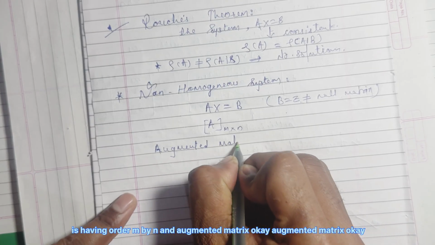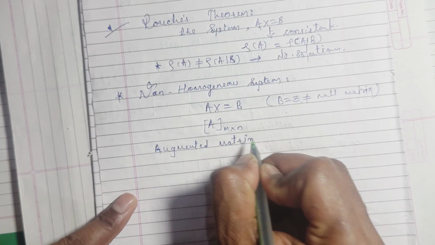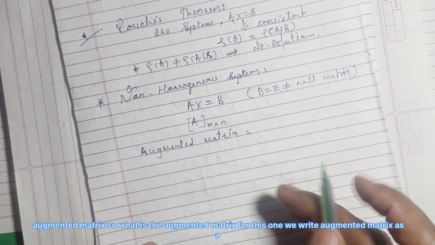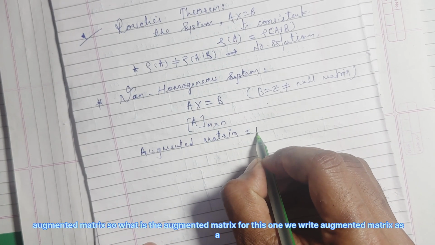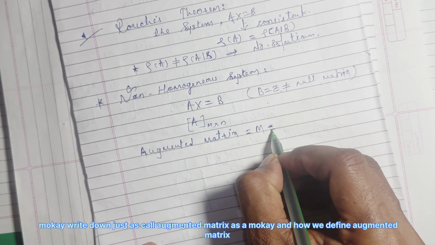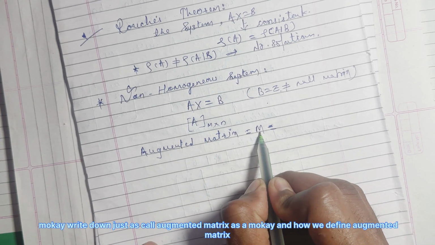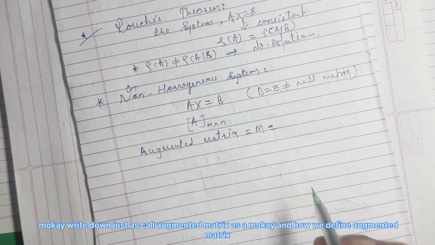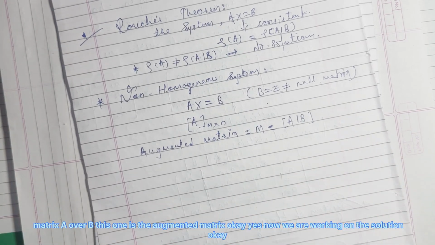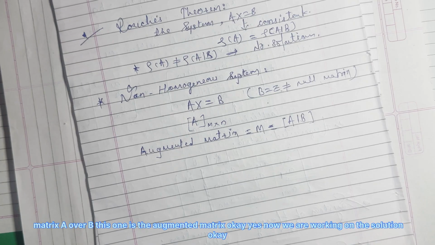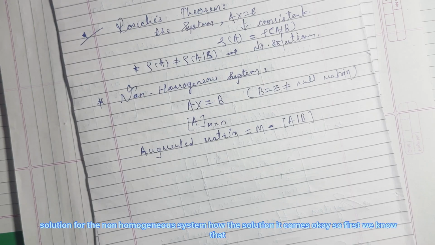Now the augmented matrix. What is the augmented matrix for this one? We write the augmented matrix as M, and we define the augmented matrix as matrix A over B. This one is the augmented matrix. Now we are working on the solution for the non-homogeneous system. How does the solution come?